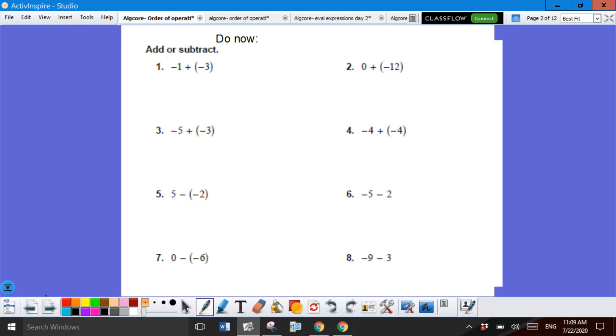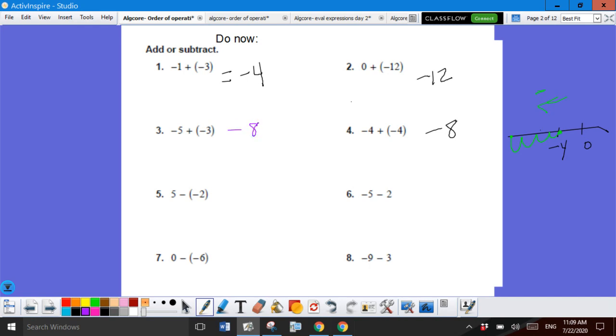So -1 plus -3, that is -4. And 0 plus -12, of course, is -12. -4 plus -4, that is -8. Now remember that when we're looking at negatives, here's 0, and here's -4. If I am adding another -4, that means from this location, I am going to be moving to the negative 4 more spots. So -5, -6, -7, -8. Okay? -8. -5 plus -3, hopefully you came up with -8.